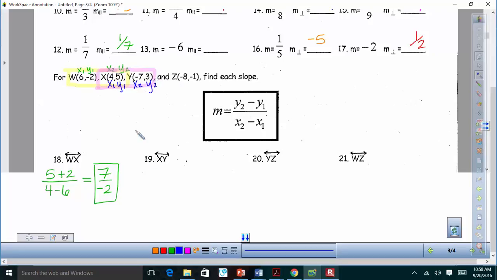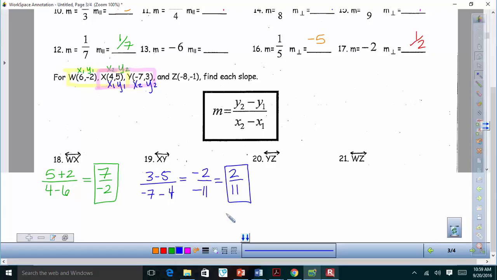So I do 3 minus 5 over -7 minus 4. So 3 minus 5 is -2. And -7 minus 4 is -11. Do we leave it like that? No, why not? There are 2 negatives, so those cancel out, and we're left with 2/11.